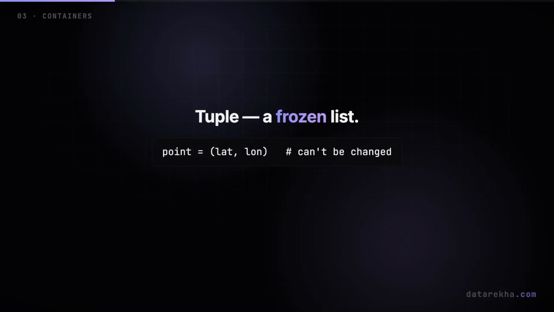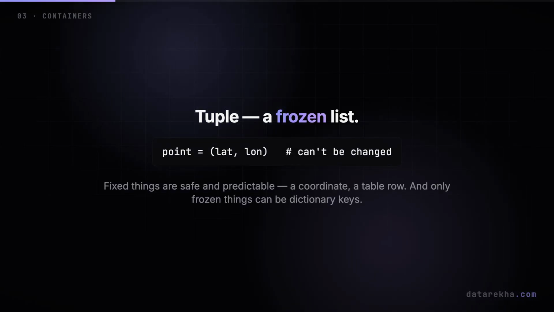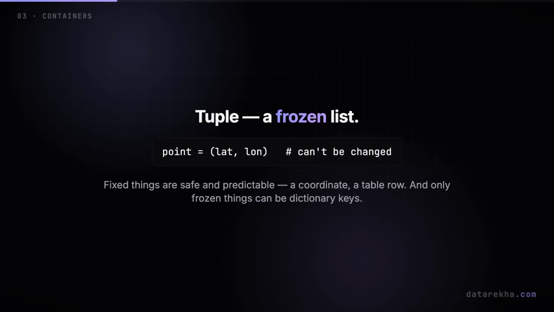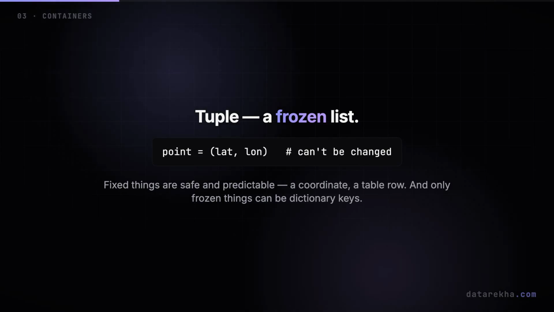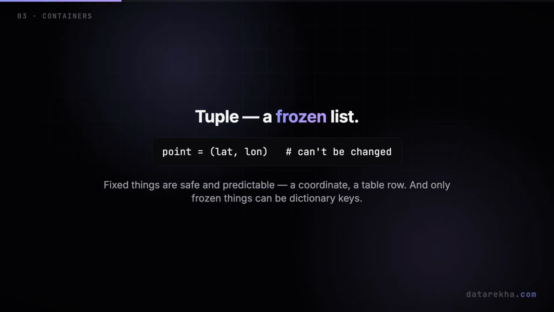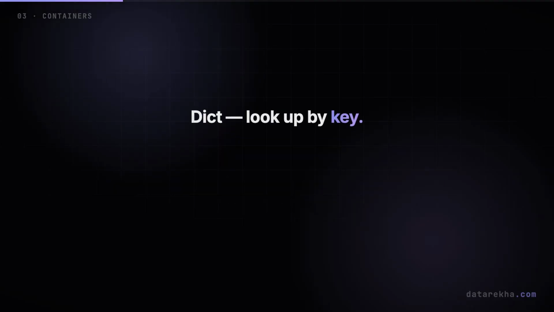Next, the tuple. Think of it as a list that's been frozen. Same idea, round brackets, but you cannot change it once it's made. Why want that? Because fixed things are safe and predictable. A coordinate pair, a row of a table, a value you want to guarantee nobody edits by accident. And only frozen things are allowed to be dictionary keys, which is the perfect cue for the most important container of them all. The dictionary.